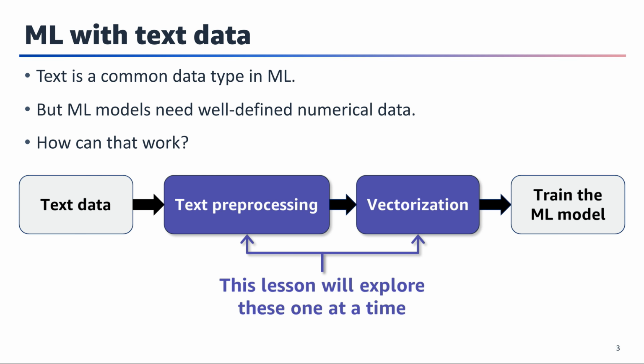ML works with well-defined numerical data and cannot understand text. The process involves taking text data, preprocessing it, vectorizing it, and then finally using it to train your ML model. This lesson will explore the text preprocessing and vectorization steps.